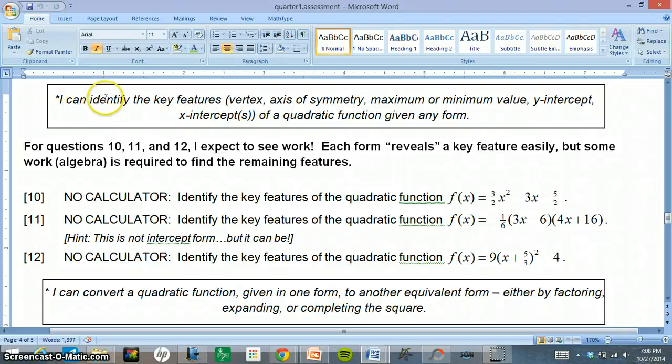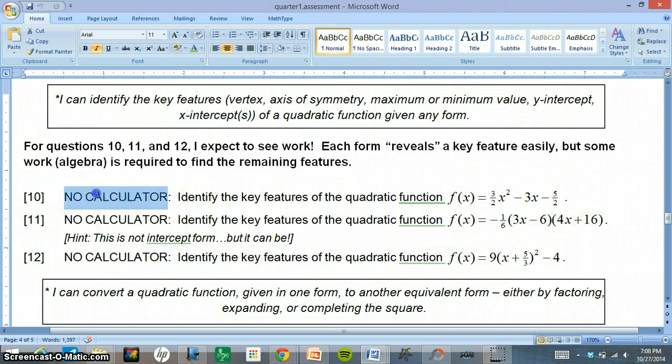For our next set of questions, you need to be able to identify the key features. To remind us what those are: the vertex, the axis of symmetry, the max or minimum value, the y-intercept, and the x-intercepts of the quadratics given in the following form.